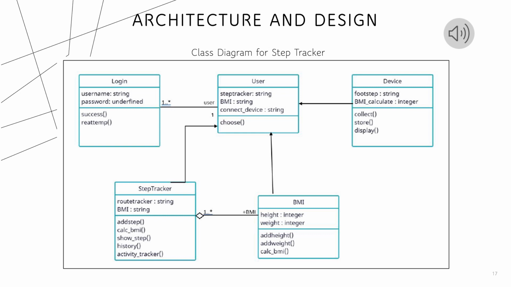The last class is BMI. The data type for height is integer, and for weight is integer too. The functions are add height, add weight, and calculate BMI.